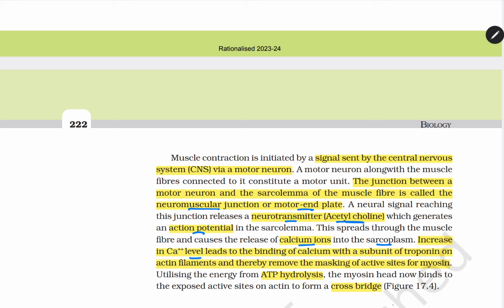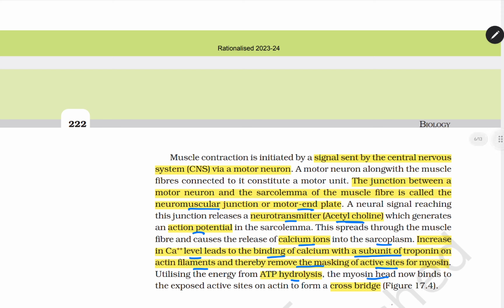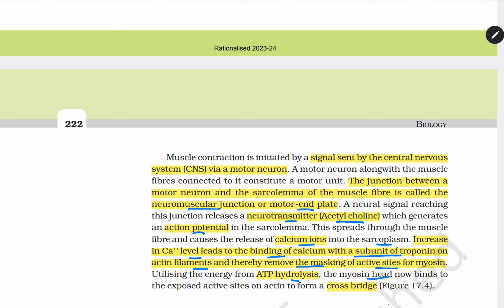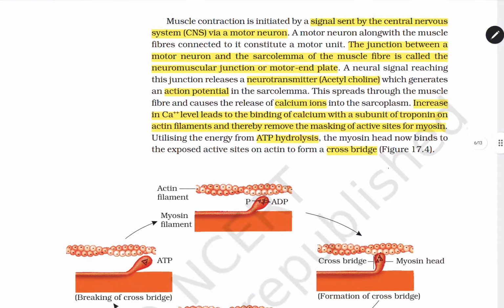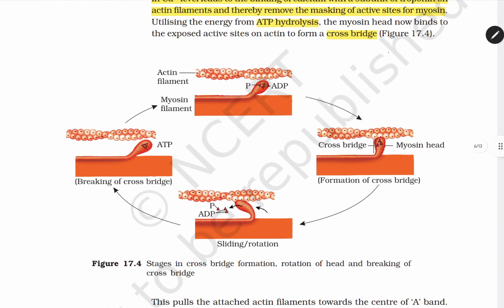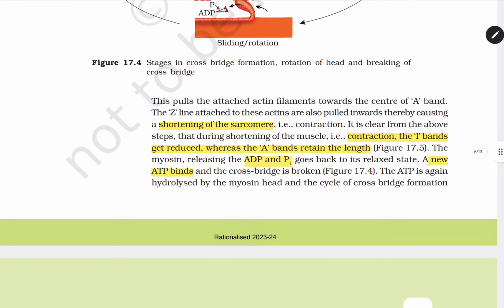The increase in calcium level leads to binding of calcium with a subunit of troponin on actin filaments and thereby removes the masking of the active site for myosin. Utilizing energy from ATP hydrolysis, the myosin head now binds to the exposed active site on the actin to form a cross bridge. See, the same diagram is there. Next, this pulls the attached actin filament towards the center of the A band.